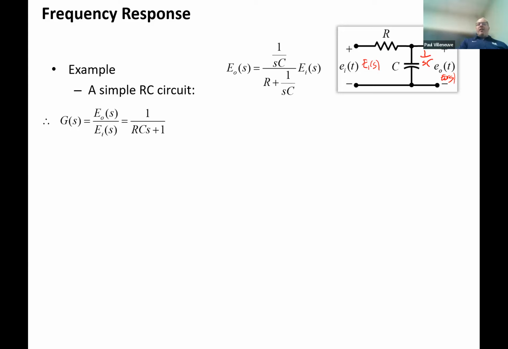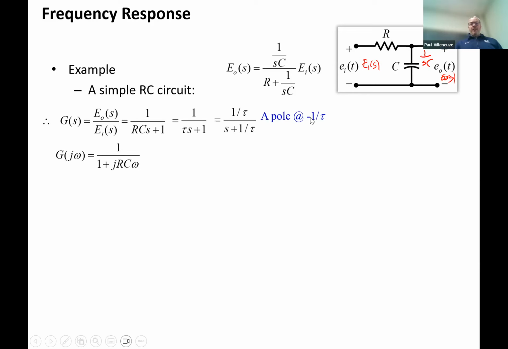Now we end up with a transfer function with this block diagram and this gain, 1 over RCS plus 1. We can rewrite that with tau, our time constant, as 1 over tau times S plus 1 over tau. This is the equation we have when we look at e to the minus t over tau. If you look closely at this block diagram, it has a pole at S equals minus 1 over tau.